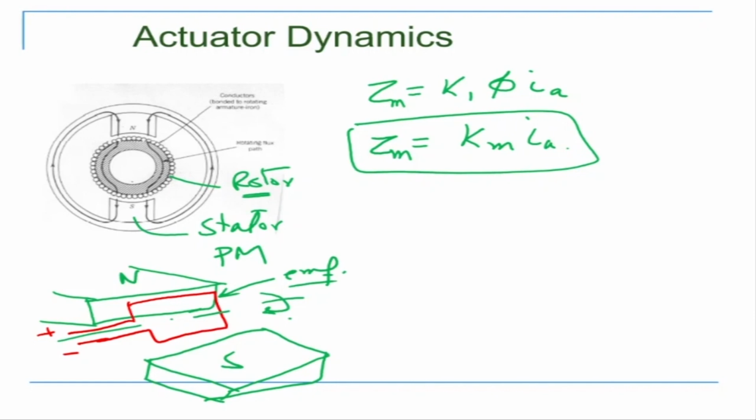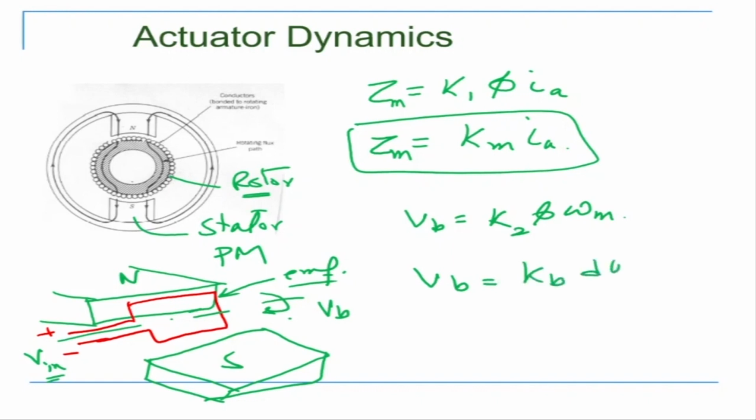So there are two voltages. One voltage is the voltage I'm giving as input here. I can call it V in. And because this conductor is rotating in a magnetic field, there is going to be an EMF induced in the conductor, which is going to oppose this V in. That is called the V back, which is VB. Now the V back is equal to K back, or rather let's call it K2 into phi into omega m. So the back EMF is proportional to the angular velocity at which the motor is rotating. So VB is equal to KB into d theta m by dt. Okay, so this is the second equation.